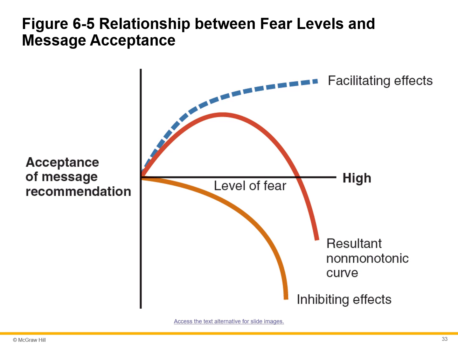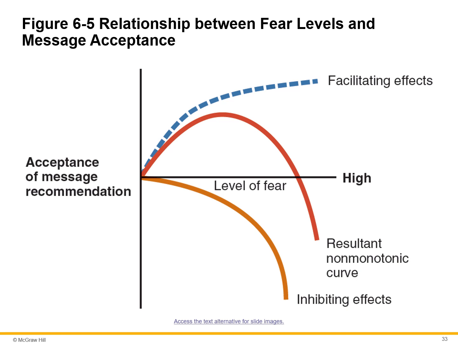People are just scared so much that they just turn it off. They feel, forget about it, and give up. So with both facilitating and inhibiting effects, the resultant is a non-monotonic curve.